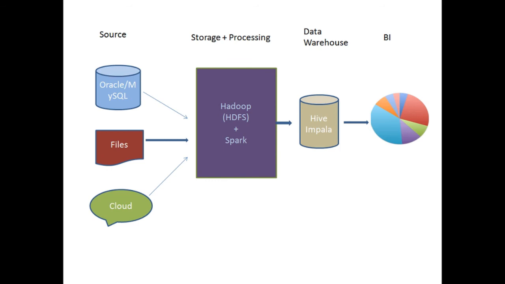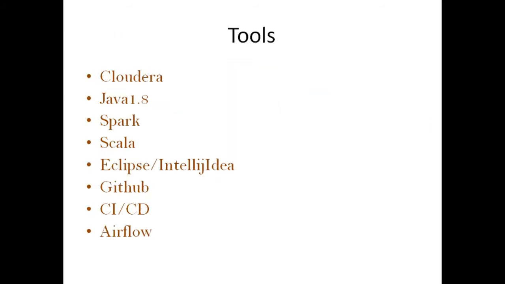Source, storage for processing, Spark, and again processed data will be stored in a data warehouse like Hive, Impala, and again BI. So what tools are we going to use if you are working in Cloudera or Hortonworks?